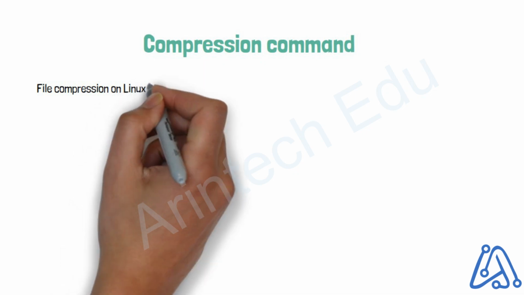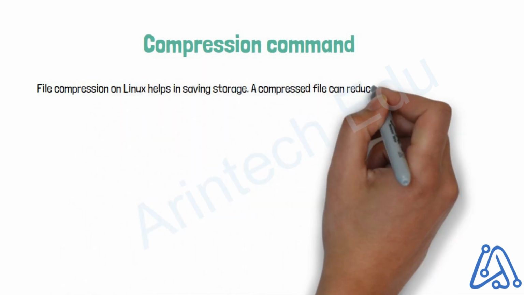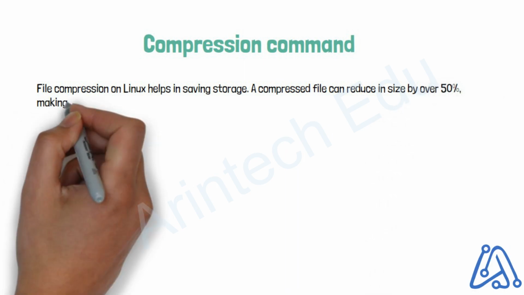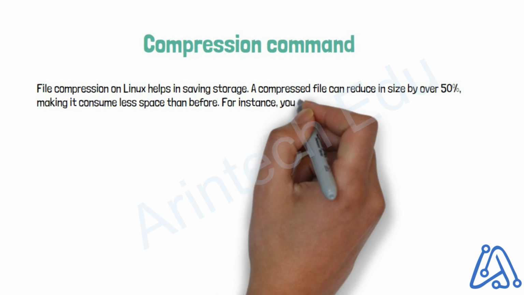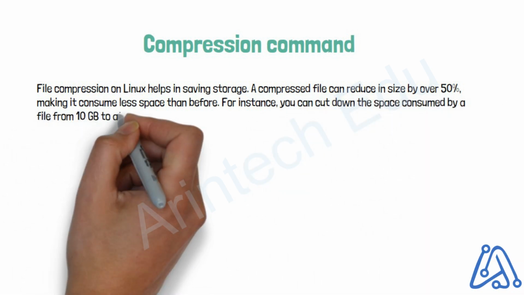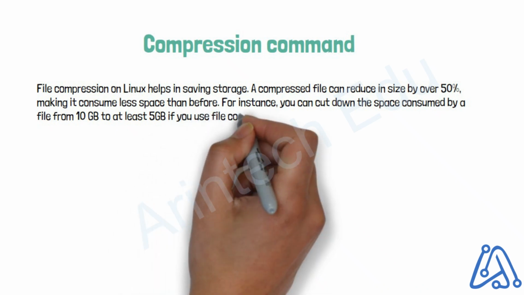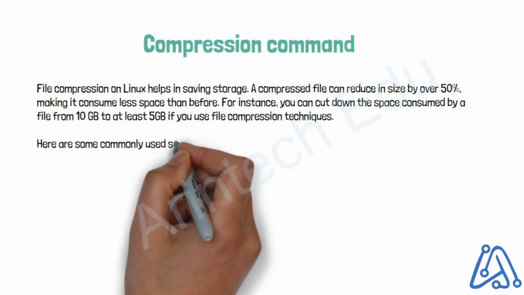File compression on Linux helps in saving storage. A compressed file can reduce in size by over 50%, making it consume less space than before. For instance, you can cut down the space consumed by a file from 10 GB to at least 5 GB if you use file compression techniques.